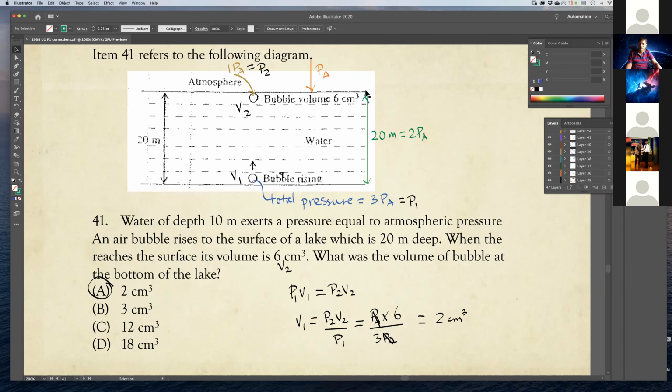The pressure difference from the base to the top is 2 PA, but we also have to remember atmospheric pressure, 1 PA, is pressing down on top of the water. So to talk about the pressure of this bubble, we have 2 PA due to the water, and on top of that, we have 1 PA due to the atmosphere. So the total pressure on the bubble down here is 3 PA. Everybody understands that first point?